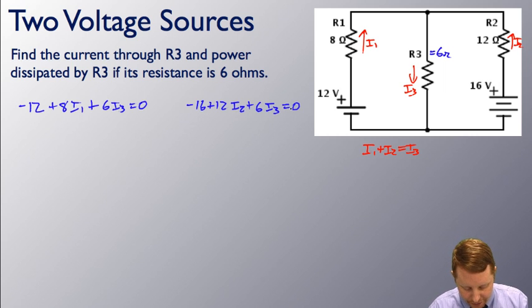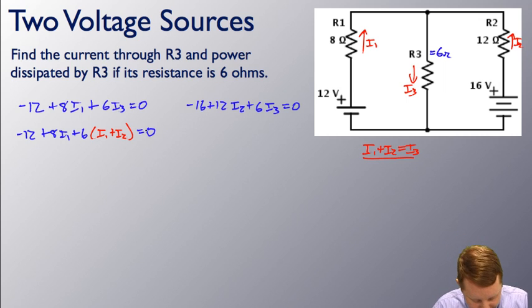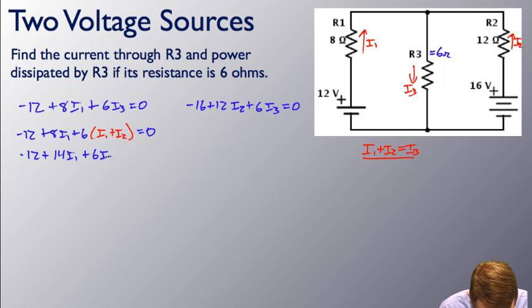Well, my next step here is, if I3 is equal to I1 plus I2, I can replace I3 with I1 plus I2 here. So negative 12 plus 8 I1 plus 6 times I1 plus I2 must equal 0. Or I could rewrite this as negative 12 plus 14 I1 plus 6 I2 equals 0.